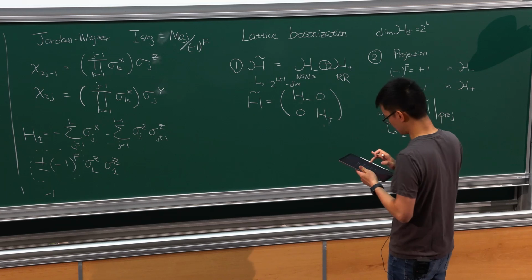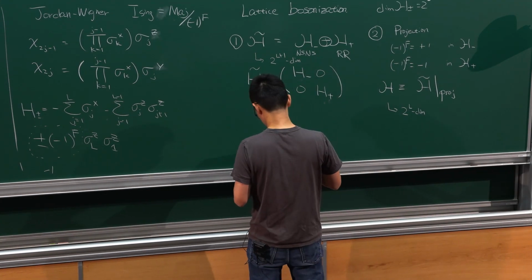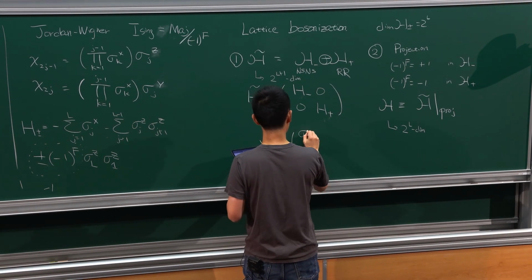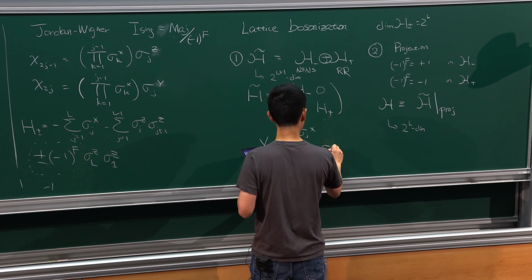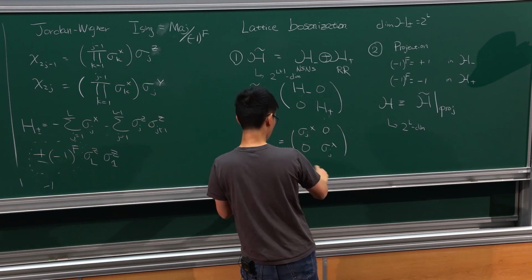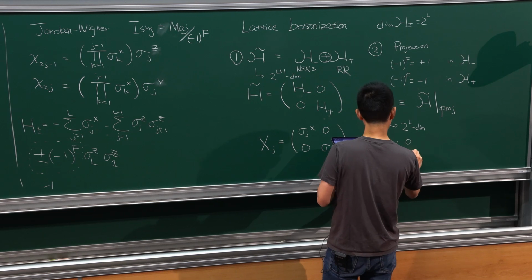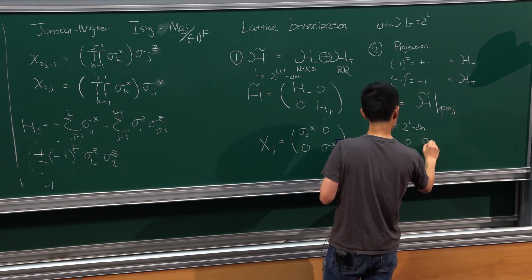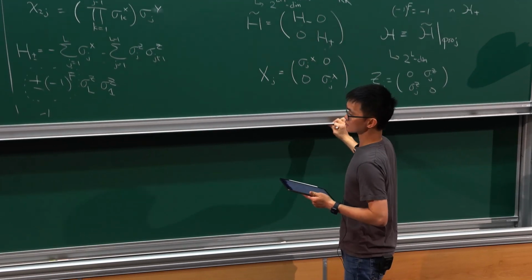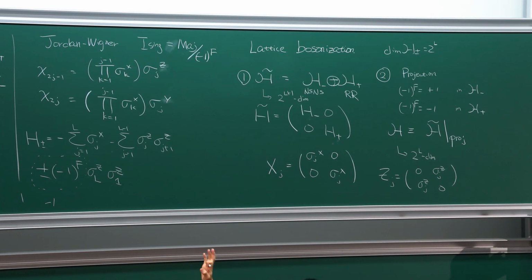Let me just write quickly the relation between them. So in the end, this capital Xj is sigma Jx, sigma Jx. Remember sigma Jx lives in only one of the blocks, and Zj. All right. Okay, so this clarifies the relations between the Majorana fermion and the Ising model.